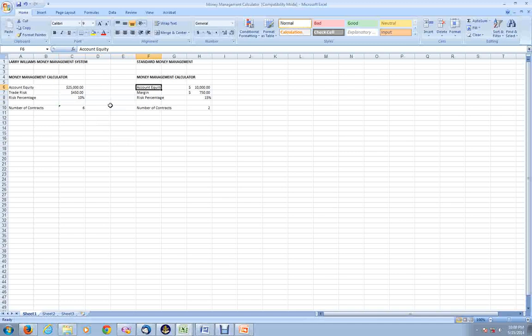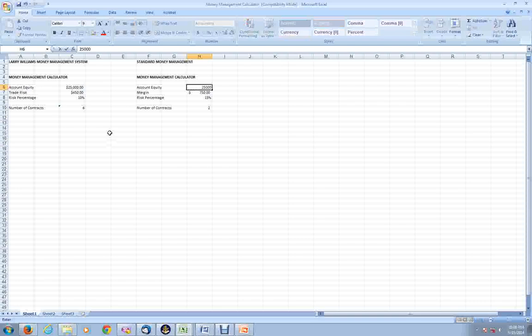We also have another money management calculator. This is more of a standard money management calculator. It's pretty much the same thing, though. This is going to change. It's going to be off of the margin instead of the trade risk. I like the trade risk because I don't really care what the margin is so much. I care more about how much am I going to lose if my trade idea is wrong.